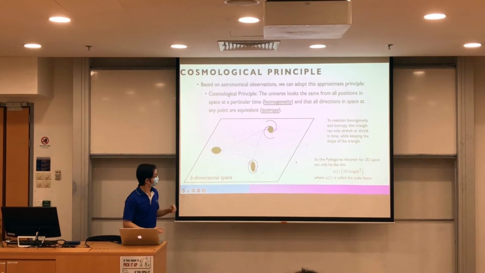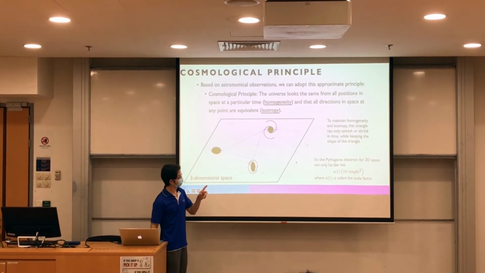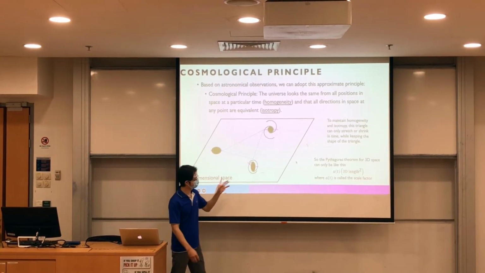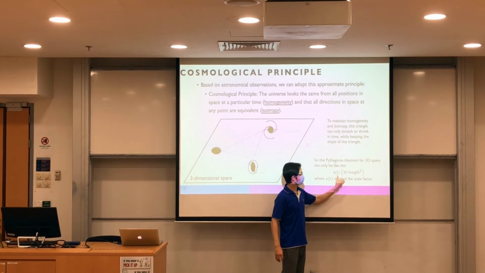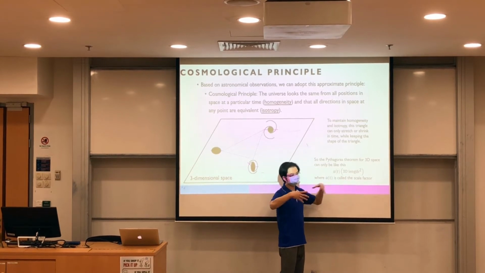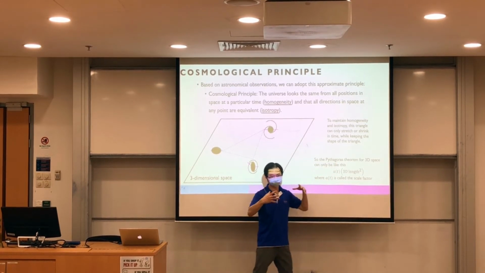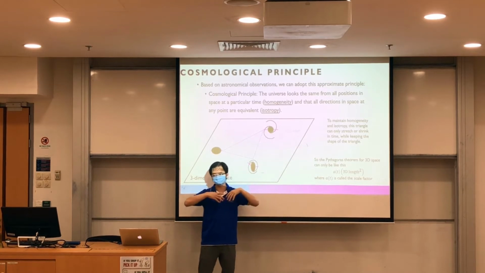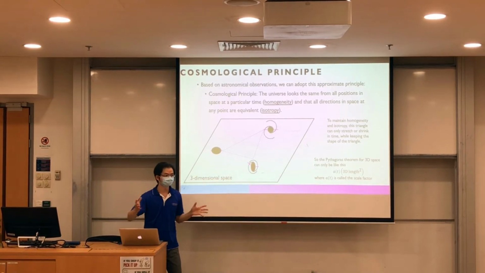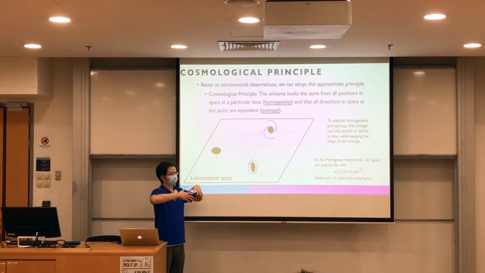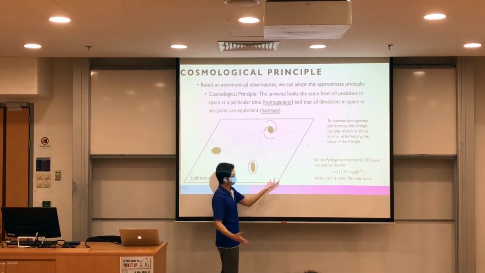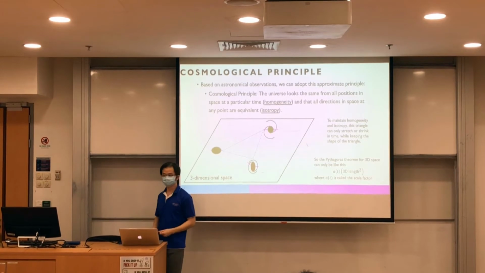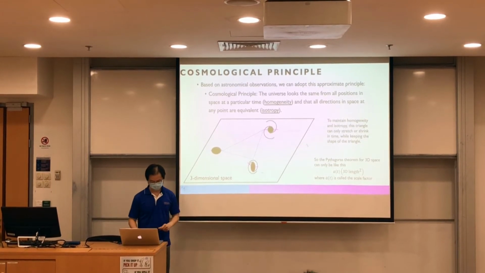the Pythagoras theorem for this 3D space can only be like this. That it scales in time. That means there's an overall scaling factor. That means it doubles or halves or quadruples. So the entire thing stretches or shrinks. So A is called the scale factor, for obvious reason, right?